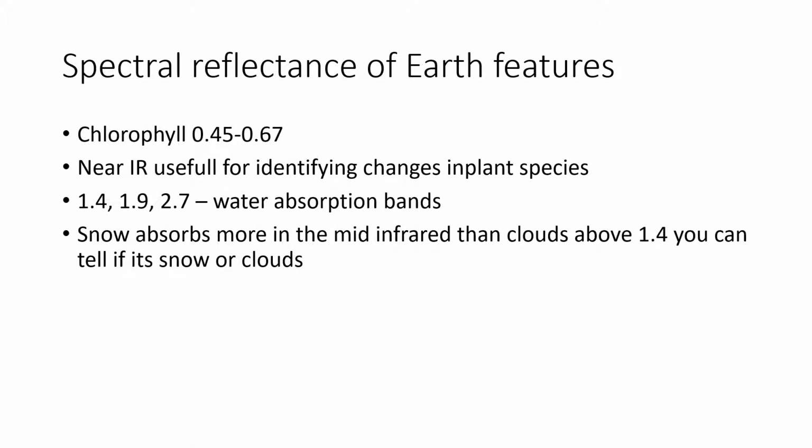So spectral reflectance of Earth features, what are some of the important ones? Chlorophyll at 0.45 to 0.67. Near infrared is useful for identifying changes in plant species because of this. There are also the water absorption bands at 1.4, 1.9, and 2.7. Snow absorbs more in the mid-infrared than clouds. Above 1.4, you can tell if it's snow or clouds.